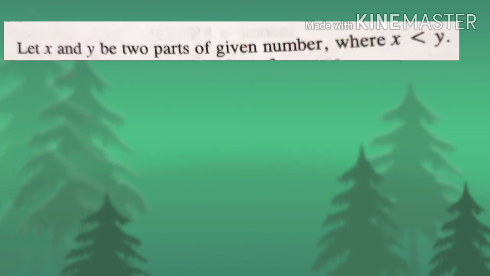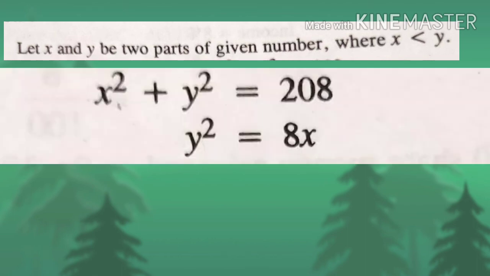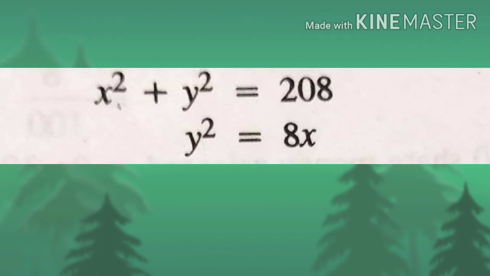Let x and y be the two parts of the given number such that x is less than y, that is, x is the smaller part and y is the larger part. According to the question, sum of the squares of the two parts is equal to 208, that is, x square plus y square is equal to 208. Again, square of the larger part is 8 times the smaller part, that means y square is equal to 8x.